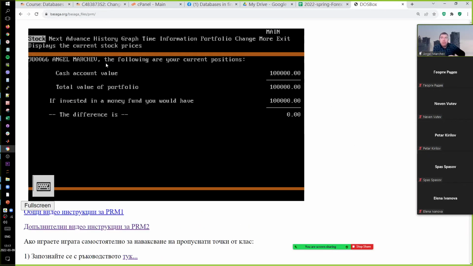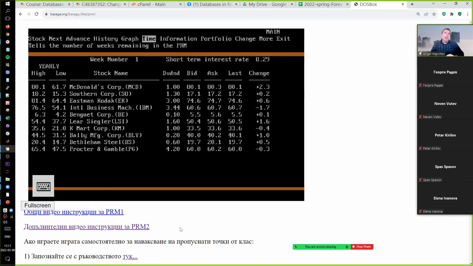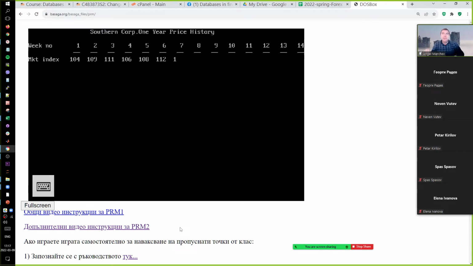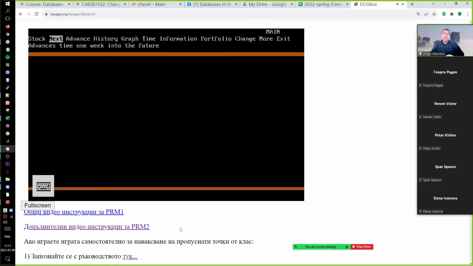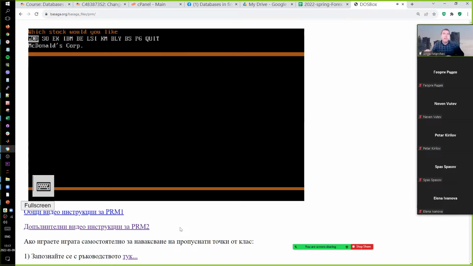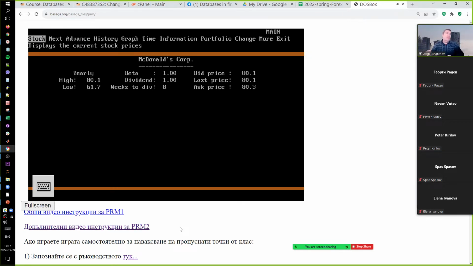Okay, so from now on, I'm going to show you how to play the game. In this game, you move with the arrow buttons from left to right, and you go to whatever menu you want, and you execute it with enter. So this is how we are doing it. I go there and I click enter, and I can see whatever I want.